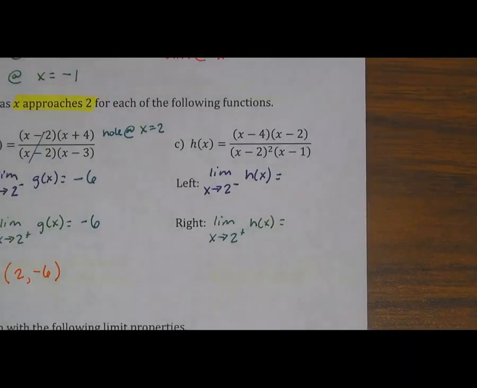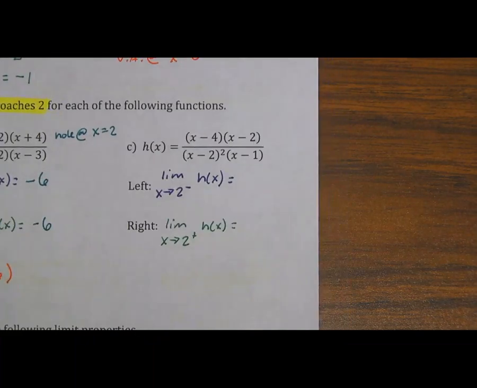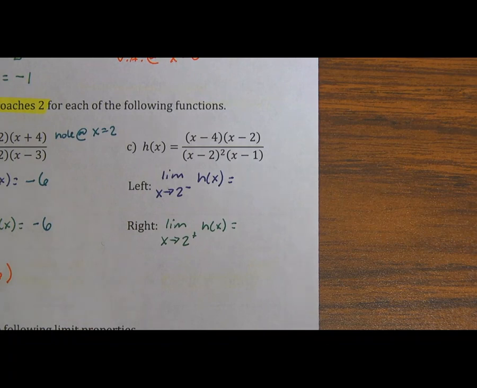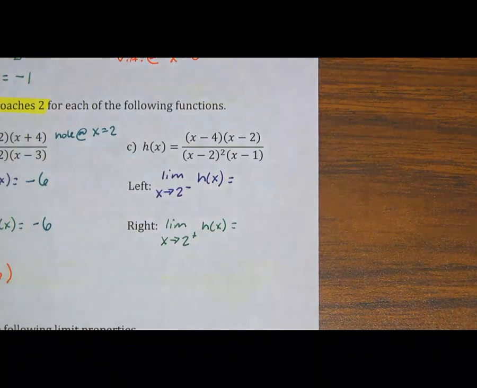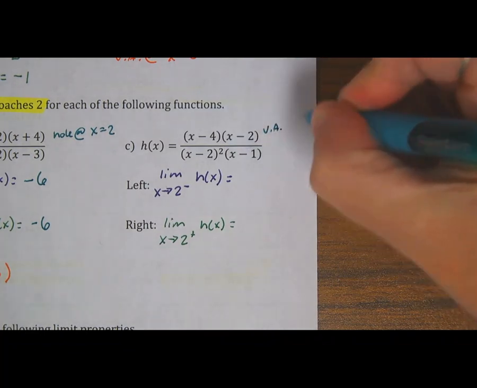Okay, let's look at C. What's going on at 2 in this problem? There's a vertical asymptote. Well, I thought they were going to cancel out, and that would mean there's a hole. Once a pair of these cancels out, there's still going to be an x minus 2 in the denominator. Good, that means there's a vertical asymptote at 2.